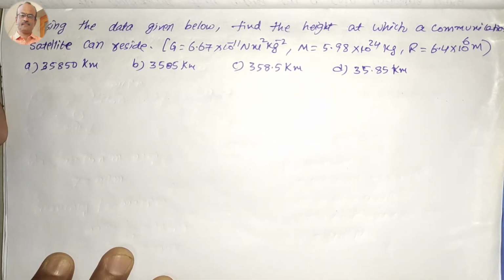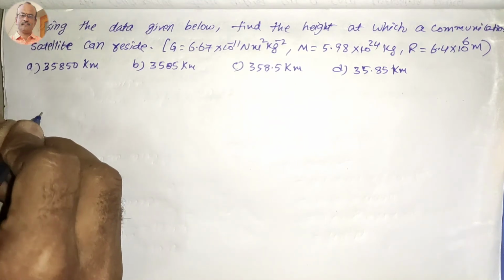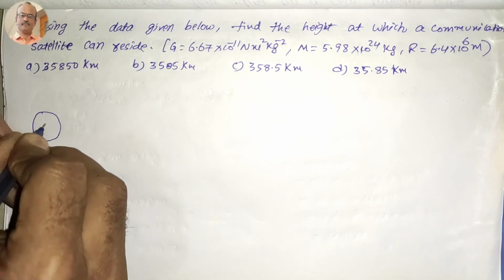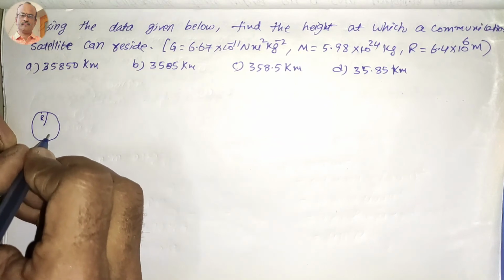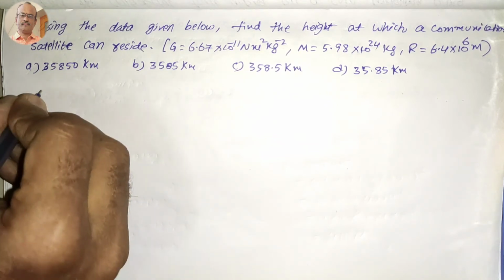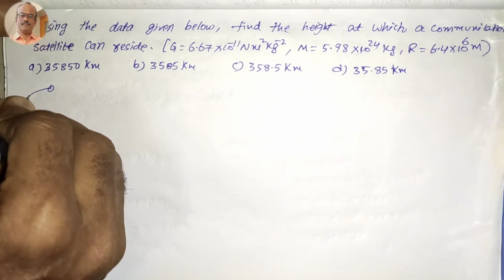Now question number 37. Using the data given below, find the height at which the communication satellite can reside. Capital G is equal to 6.67 into 10 to the power of minus 11 Newton meter square kg to the power of minus 2. Mass is equal to 5.98 into 10 to the power of 24 kg. R is equal to 6.4 into 10 to the power of 6 meters. So using the given data, find the height at which the communication satellite can reside. Let us consider this is the Earth. The radius of Earth I will take as capital R. At some particular height from the Earth's surface, the satellite can reside.